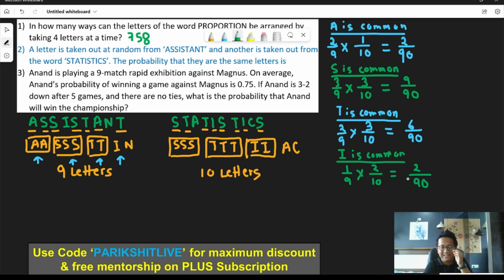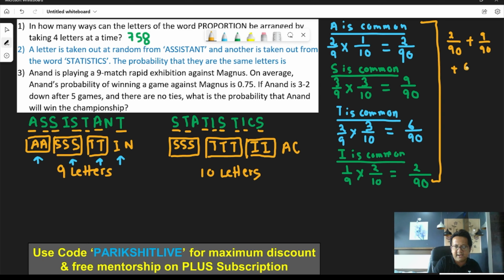It would either be scenario 1 where A is common, or scenario 2 where S is common, or scenario 3 where T is common, or scenario 4 where I is common. Whenever you have the English word or, it simply means addition. So your final answer will be 2 by 90 plus 9 by 90 plus 6 by 90 plus 2 by 90. That is 11, 17, 19 by 90. So your answer for the second question is 19 by 90.